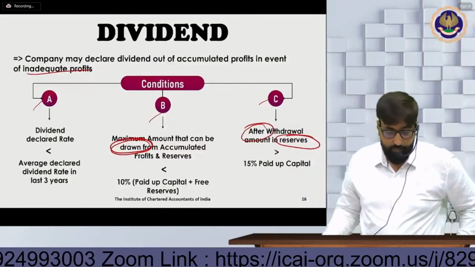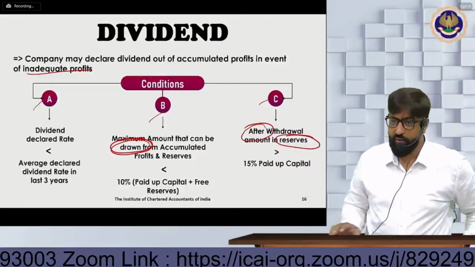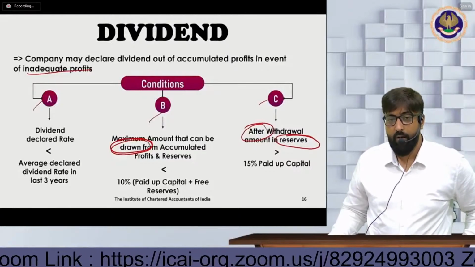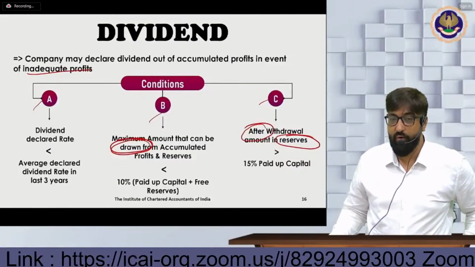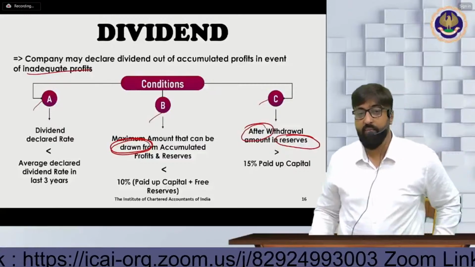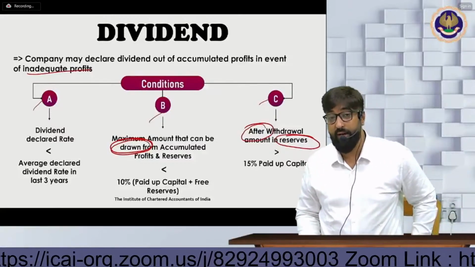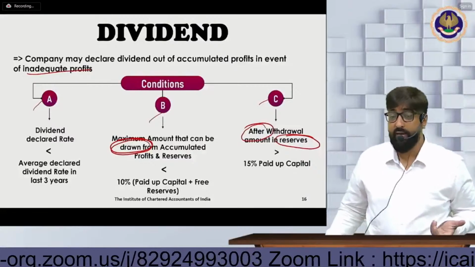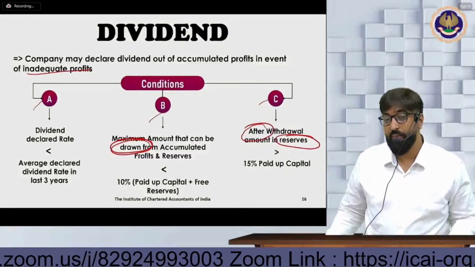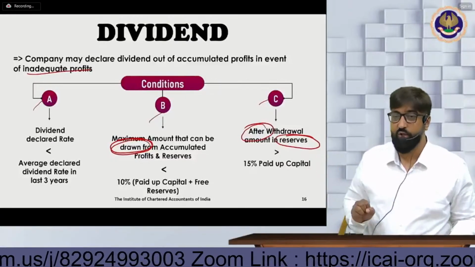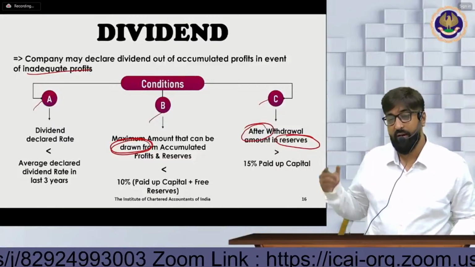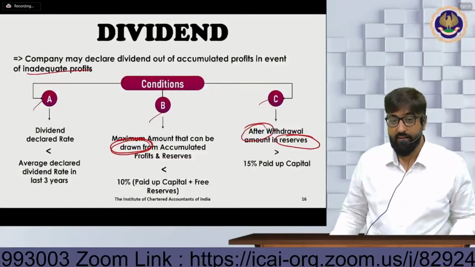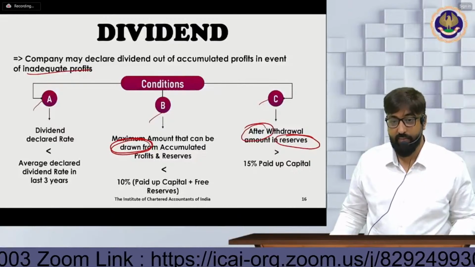I hope there is one question. We are going to solve that question on dividend, so don't worry, guys. These three conditions we have to understand. The dividend declared rate must be less than the average declared dividend rate of the past 3 years. The maximum amount that can be withdrawn is less than 10% of the paid up capital plus free reserves. This is a restriction on the before-withdrawal amount. And third, after withdrawal, the balance in the reserves must be greater than 15%.